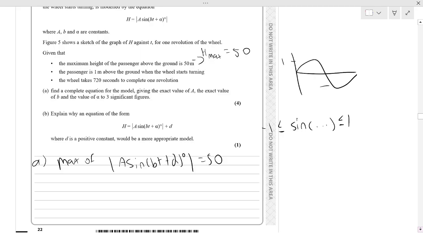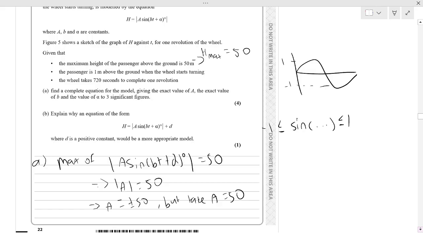It goes between 1 and -1. So the maximum of that is going to be 1. So therefore that means mod A is equal to 50. So that means actually A could be plus or minus 50. But I'm going to take 50 because, and I'll explain why.